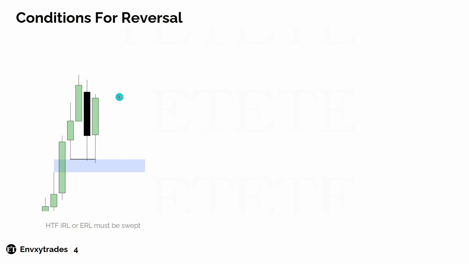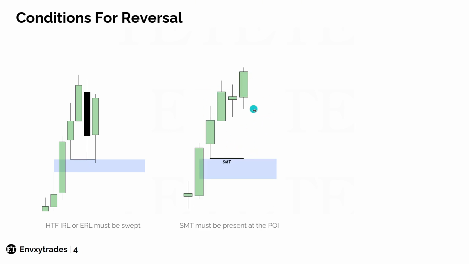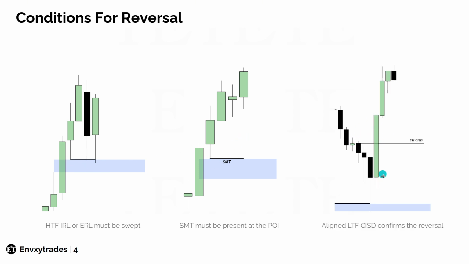For the first condition of a reversal, a higher time frame IRL or ERL must be swept. As you can clearly see, we have this daily fair value gap right here, and we sweep out these lows, which is also this ERL. The second condition for a reversal is having SMT at those lows. SMT must be present at that POI. As you can clearly see, this asset taps into this daily fair value gap, while this asset fails to. This is the same example, just on the lower time frame, and we can see this is our hourly change in the state of delivery that confirms the reversal higher.